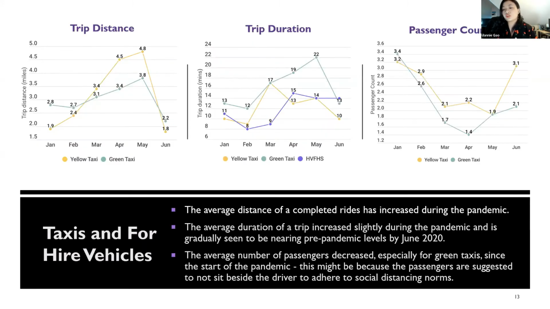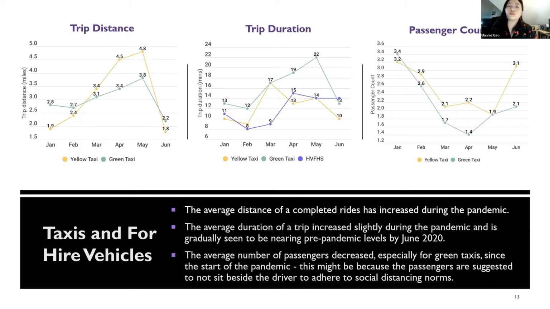So besides just the trip numbers, we're also interested in seeing whether the trip pattern also changed. Are people taking longer trips, or are they afraid of riding together on shared mobility or on Uber or Lyft?